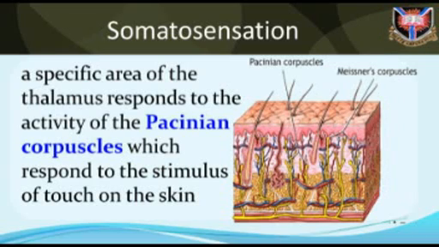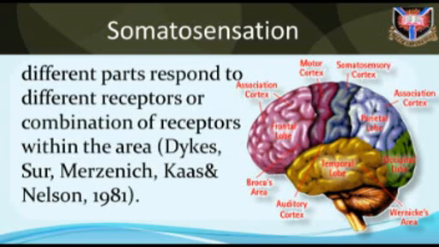Any information that passes through different paths in the spinal cord also reaches different parts of the thalamus and cerebral cortex. For example, a specific area of the thalamus responds to the activity of the Pacinian corpuscles, which respond to the stimulus of touch on the skin. Within the area, different parts respond to different receptors or combination of receptors. Dykes, Sur, Merzenich, Kaas and Nelson, 1981.